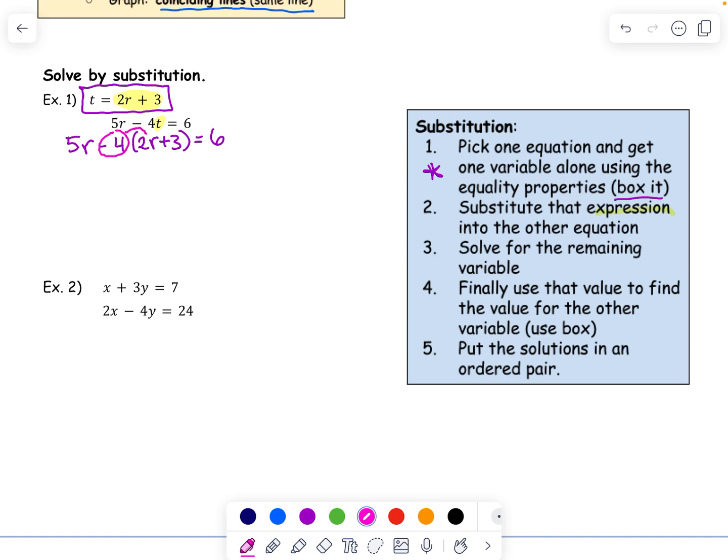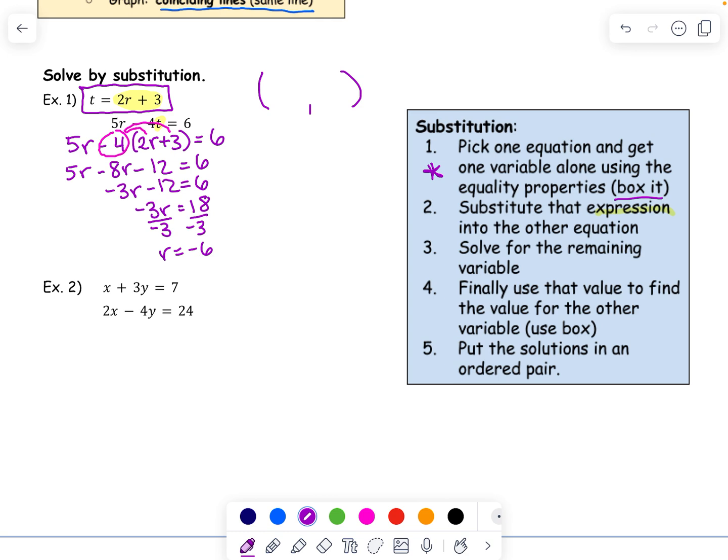But remember, if you have a negative number in front of a parenthesis, you need to take that negative number all the way through. So we'll have 5r minus 8r minus 12 equals 6, and so negative 3r minus 12 is equal to 6. So negative 3r, adding 12 to both sides, is equal to 18. Divide by negative 3, r is equal to negative 6. Now, you're going to get a solution because your variables didn't zero out.